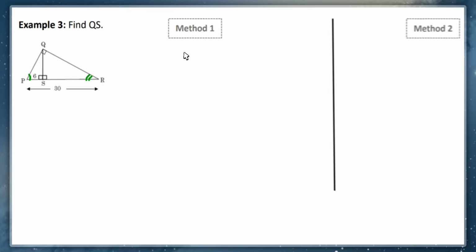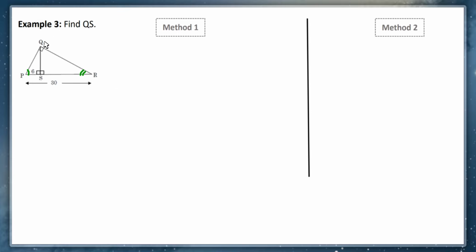What we're going to do now is separate out all 3 triangles. You have the big triangle here, PQR. So let's draw that one out. So this will be triangle PQR. We have a right angle here. Let's separate out the next triangle.